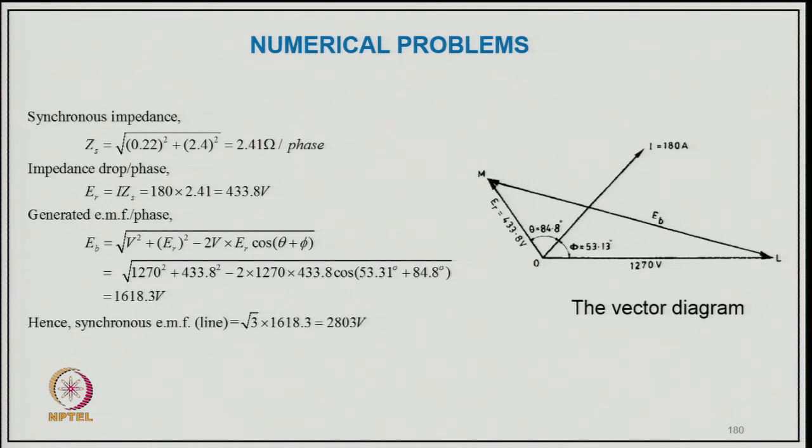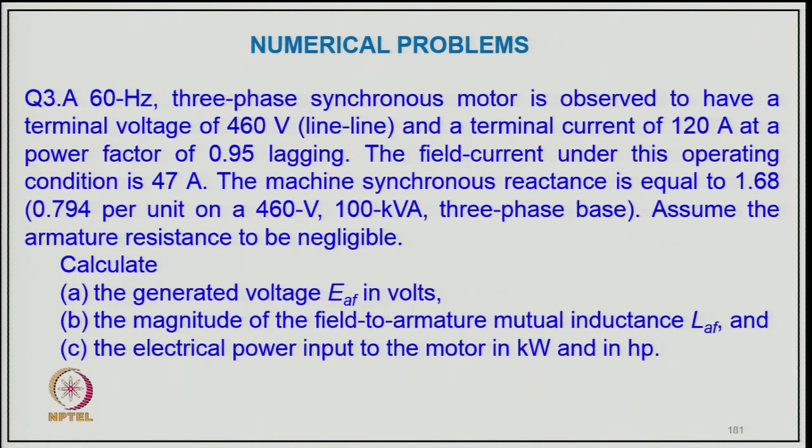Now you can find the synchronous impedance, Zs equals under root 0.22 squared plus 2.4 squared, that becomes 2.41 ohm per phase. The impedance drop I Zs is 180 into 2.41, that is 433.8 volt. The generator induced EMF is under root V squared plus E squared minus 2 V E cos theta. Putting in the values, it comes to 1618.3 volt, and hence the line EMF will be root 3 times 1618, that is 2803 volt. This is the phasor diagram, where you have the sum of the two drops, and this is the induced voltage.